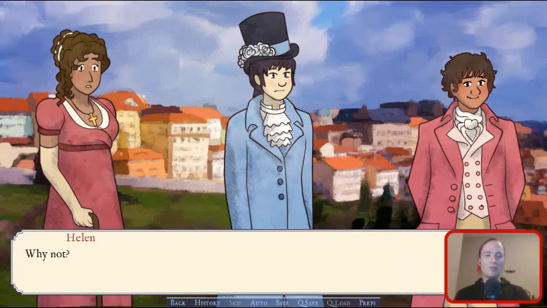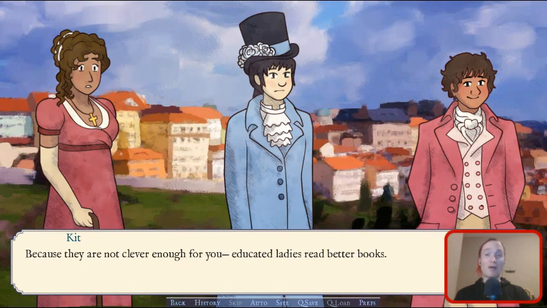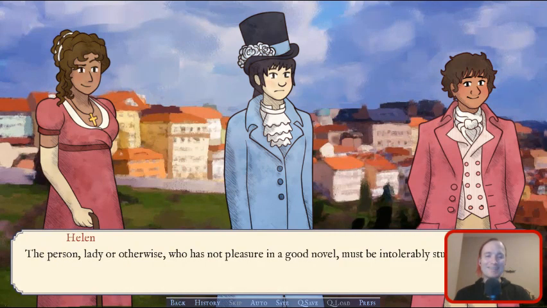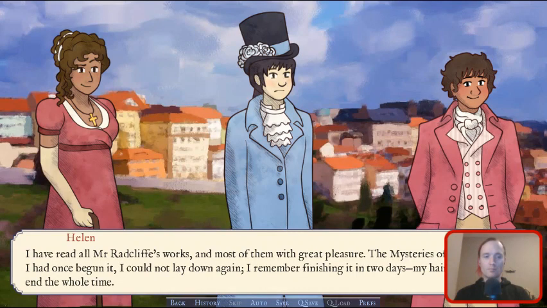Why not? Oh, women don't read novels, right? Because they're not clever enough for you. Educated ladies read better books. The person, lady or otherwise, who has not pleasure in a good novel must be intolerably stupid.